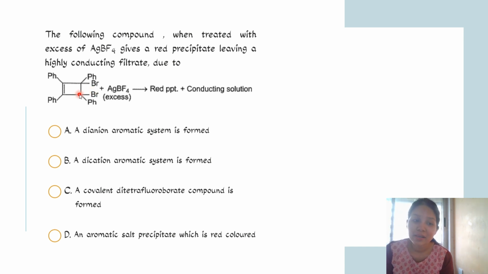What will happen if we consider the dianionic species? We will have first an anion generated here if we remove the bromine as Br plus, but you will get a 4n pi system across these three carbon atoms, and after you form this anionic charge here, formation of the second anionic charge will be highly unfavorable due to electron repulsion.